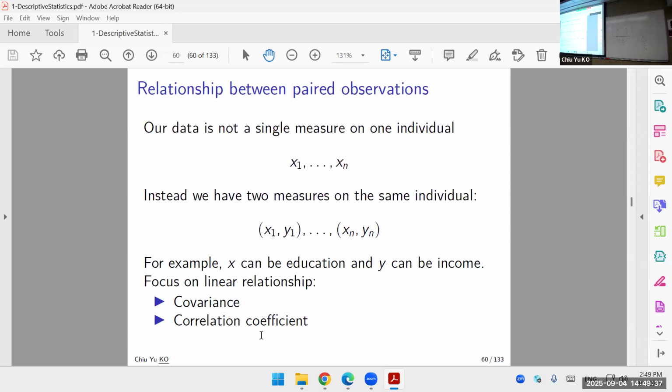Now you are in second year or third year. The question is, once you graduate, whether you want to take a master's degree or go to the job market, or even a PhD degree as well, right? So you want to see whether education actually helps. The first thing is to look at how they're related. The measures of that are called covariance and correlation coefficient. Not surprisingly, covariance is related to the variance formula, very similar. And correlation coefficient, coefficient means you divide by something. Okay? So very quickly.